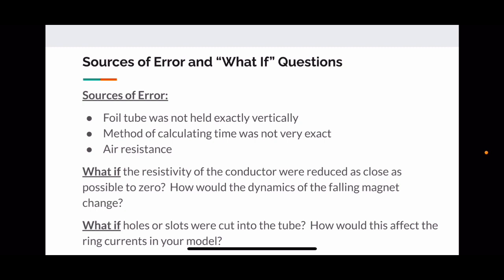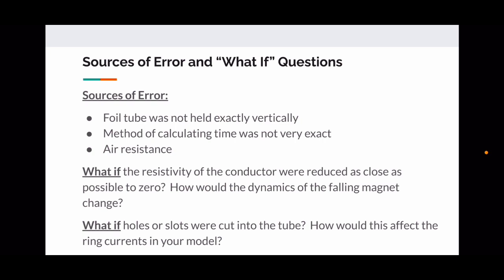Some sources of error for this lab is that the tube was not held exactly vertically or perpendicular to the surface of the earth. The method of calculating time in the experiment was not very exact using the smartphone. There's also air resistance involved.